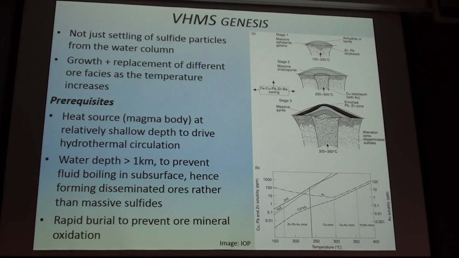So how these VHMS deposits form is not just precipitation or settling of sulfides from these hot fluids. It is more complicated. We also have growth and replacement while the mound is growing. So whereas in an early stage we've got this generation of, let's say, sphalerite and galena, either as massive sulfide or as stockwork.